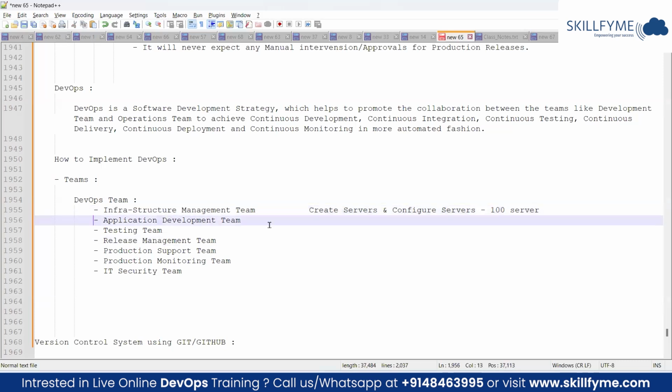Similarly, we'll interact with the application team and understand their day-to-day activities, how they develop the code, how they do the automated testing or build.